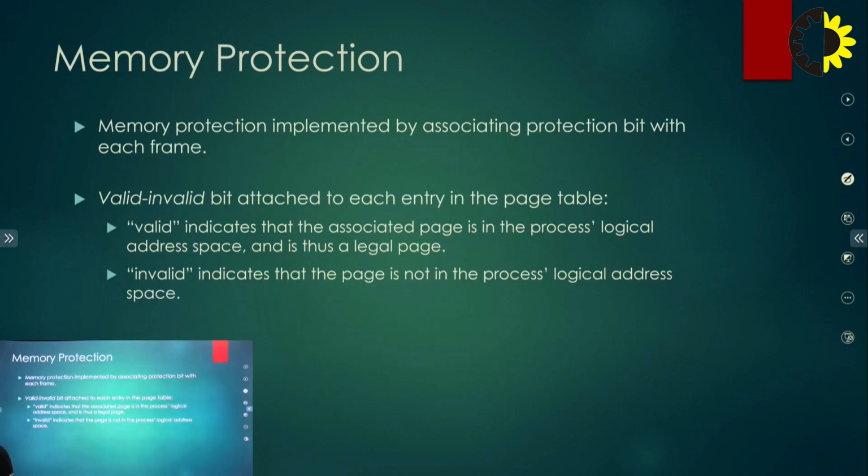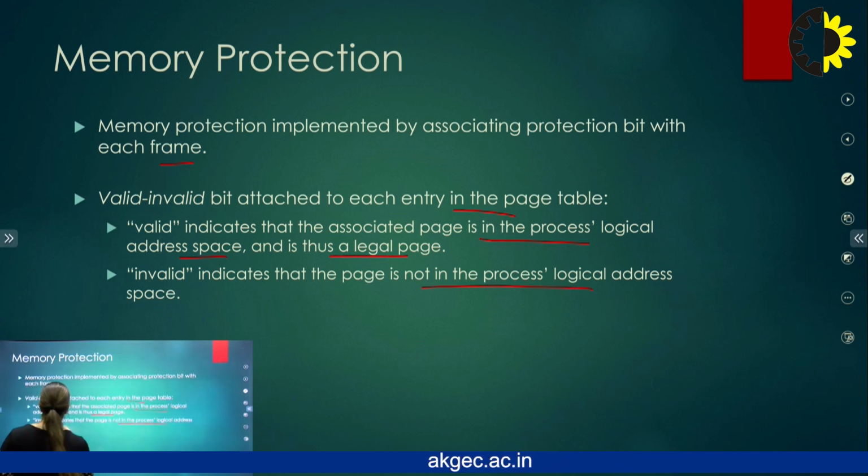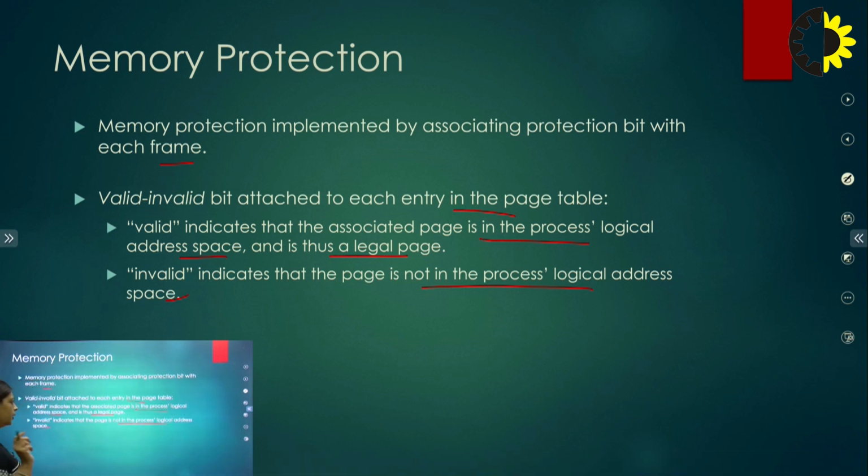Right? Memory protection. Memory protection is implemented by associating a protection bit with each frame. How can we do this? A valid or invalid bit is attached to each entry in the page table. Valid indicates that the associated page is in the process's logical address space and is thus a legal page. Invalid indicates the page is not in the process's logical address space. Right? From that particular bit, we will come to know whether we will find that particular page in the logical memory or not.